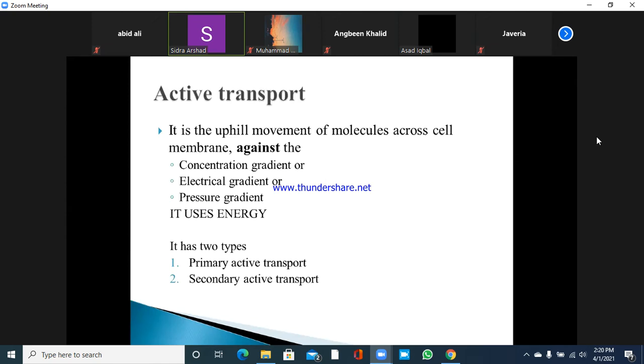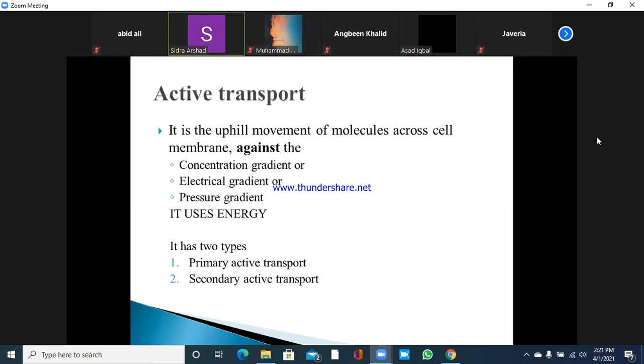So up till now, the different types of transport that we have studied about, simple diffusion, facilitated diffusion, or osmosis, all these modes of transport are passive. These are basically the passive transport mechanisms, because in all those types there is no utilization of energy, no utilization of adenosine triphosphate.